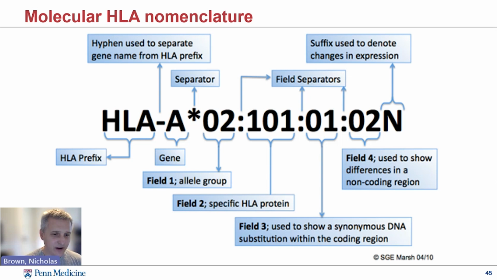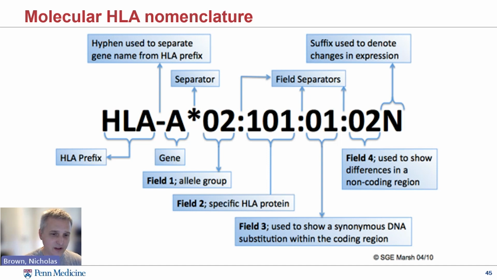The second field there is if you are able to type to that second field, now you know the specific HLA protein. So if you were to type me to the second field, you know that I'm Nick Brown, I'm not anyone else in my family there. And so for the most part, clinically, these first 2 fields are all that we ever report. And certainly in our larger project, these first 2 fields are all that we're really interested in.